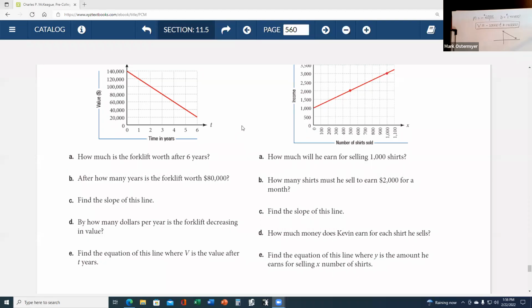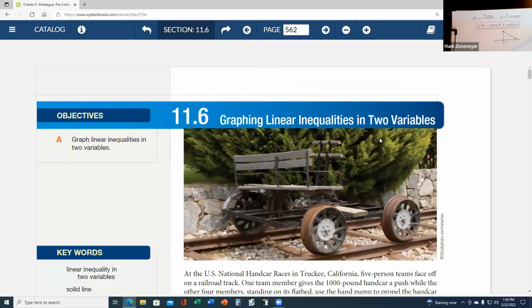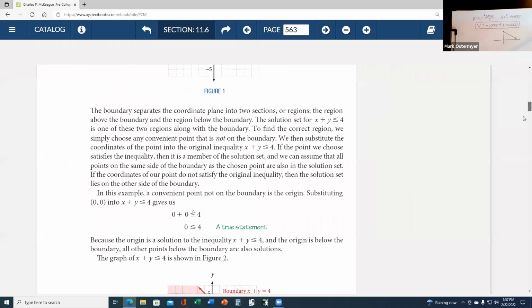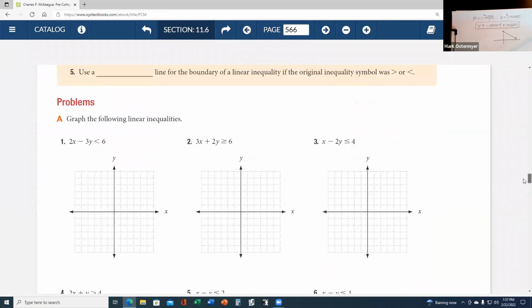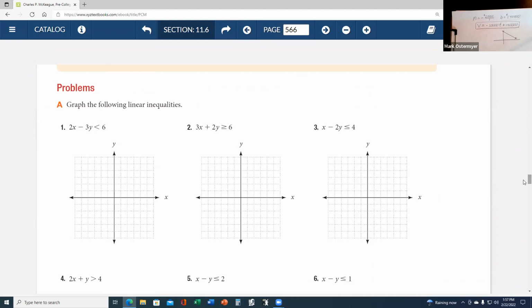All right, just one more section here. That's 11.6. And 11.6 is going to have us graphing linear equations in two variables. All right. And the way to get started on this, ladies and gentlemen, is just to dive into some problems. So I'm going to illustrate several of these.